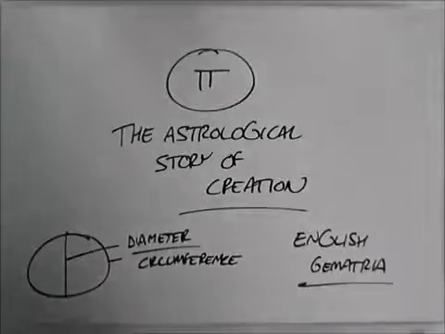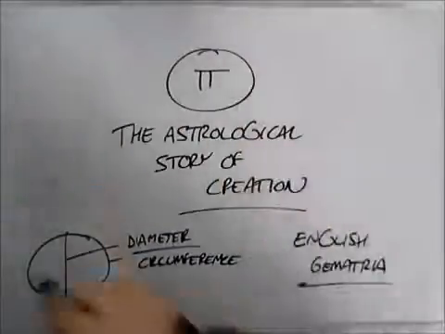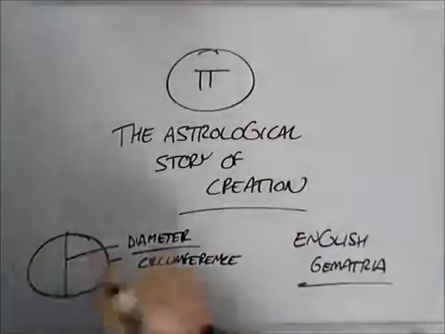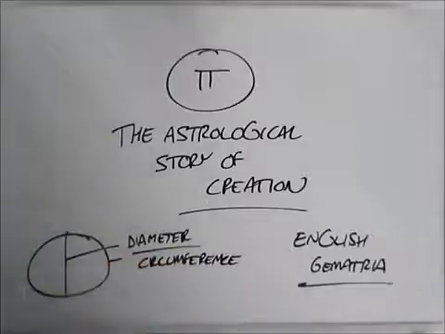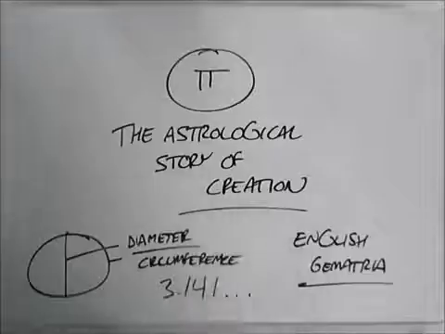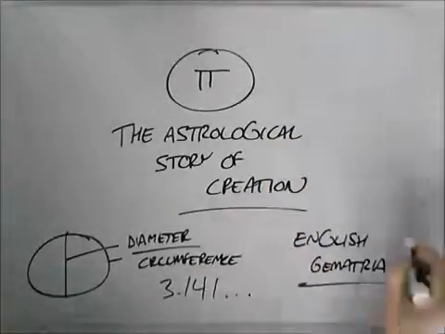Hey, my name is Marty Leeds, and today we're going to take a look at the astrological story of creation and its relationship to pi. Now, we know pi is the ratio of a circle's circumference to its diameter, and it's the number 3.141. And how we're going to understand this story is through English gematria.